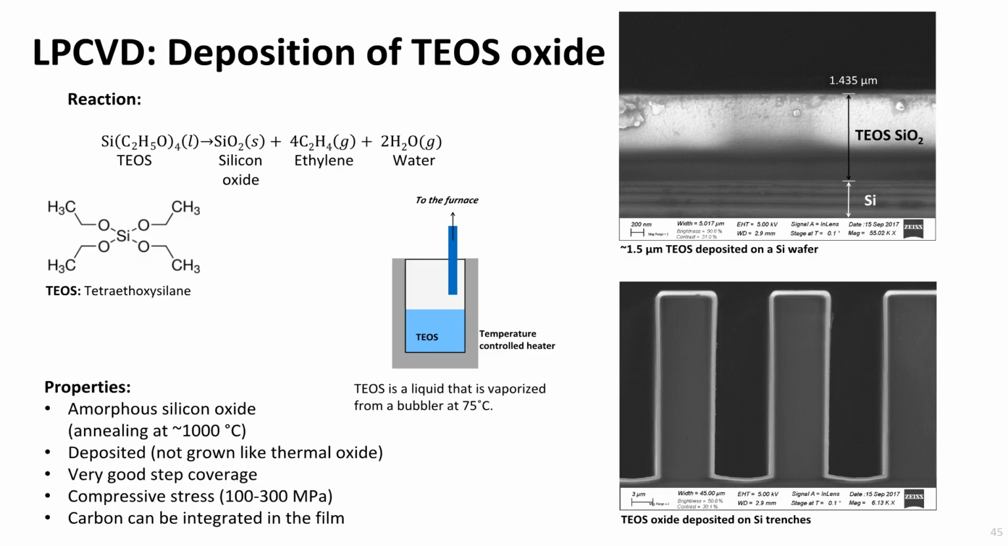The TEOS deposition process has a very good step coverage, as the TEOS molecules have a high mobility at the sample surface. The stress is, with 100 to 300 megapascal, slightly compressive, like amorphous oxide. Carbon contamination can be integrated into the film during film deposition.